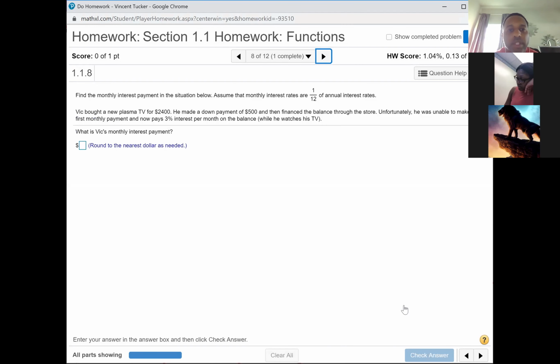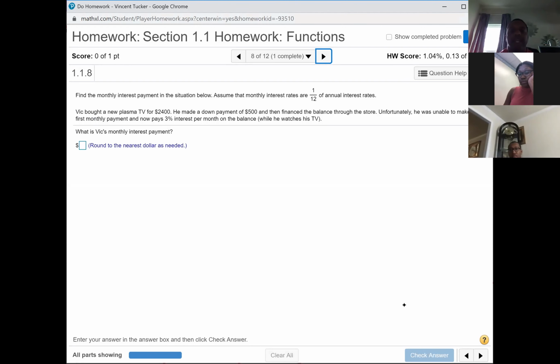It says find the monthly interest payment in the situation below. Vic bought a new plasma TV for $2,400. He made a down payment of $500 and then financed the balance through the store. Unfortunately, he was unable to make the first monthly payment and now pays 3% interest per month on the balance. What is Vic's monthly interest payment?